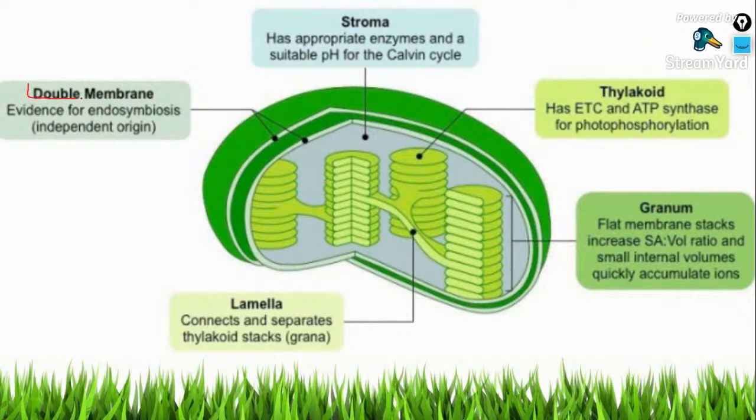The double membranous structure is an evidence for endosymbiosis, that is, endosymbiosis means independent origin. Then you have the stroma. Stroma is the region or site for the dark reaction, or the light-independent reaction. In the thylakoid, you will have to study photophosphorylation, photolysis, ETC, ATP, all these details. I'll tell you about it at the end of this chapter as we approach it. You can take a screenshot and save it, because at the end it will give us a mind map for you guys.